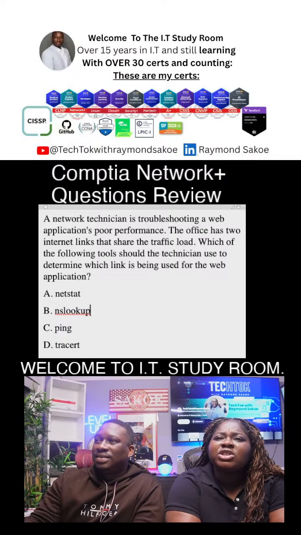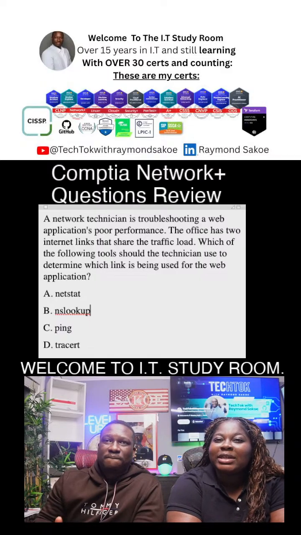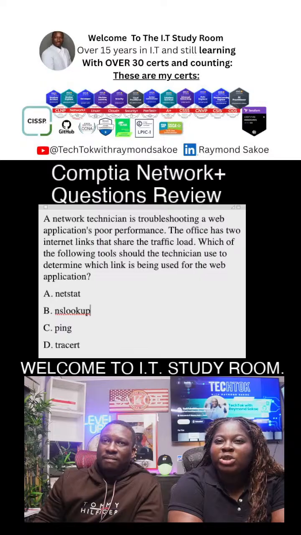A network technician is troubleshooting a web application's poor performance. The office has 2 internet links that share the traffic load. Which of the following tools should the technician use to determine which link is being used for the web application?